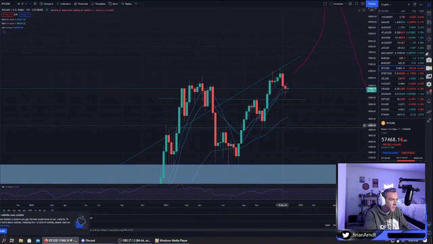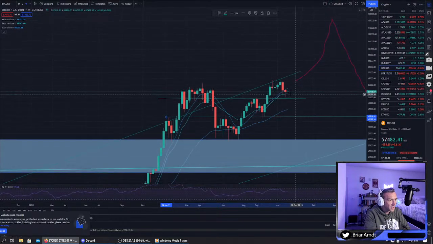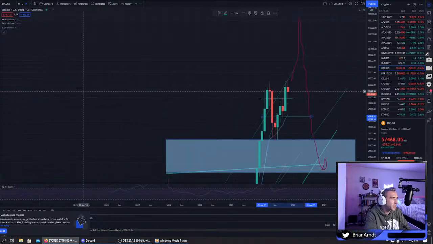So, if this is now demand down here from our previous little illustration, could we see a wick move down here? Sure. Could we see this move play out? Absolutely. Could we see it keep going from here? Sure. But I think we're still comfortable, right? And this is the monthly chart.